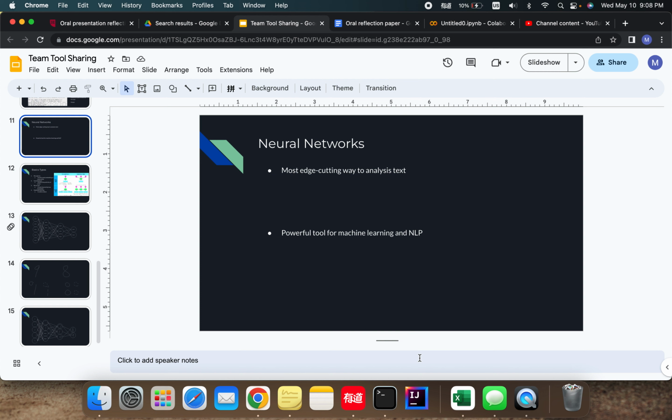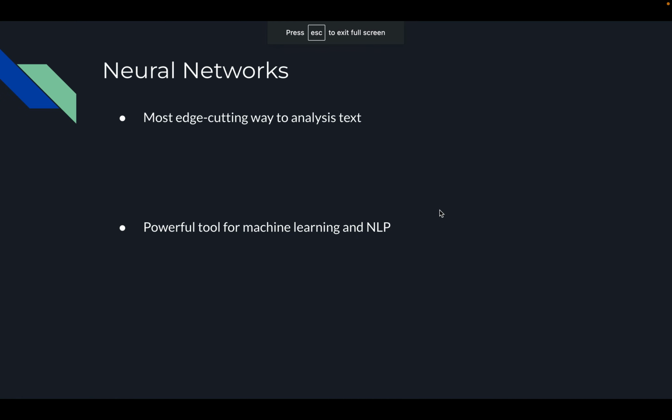So our team worked on text analysis, and they all share different tools. And here I want to share a concept of text analysis, which is neural networks. Neural networks are the most encouraging way to analyze text, and a super powerful tool for machine learning and natural language processing.